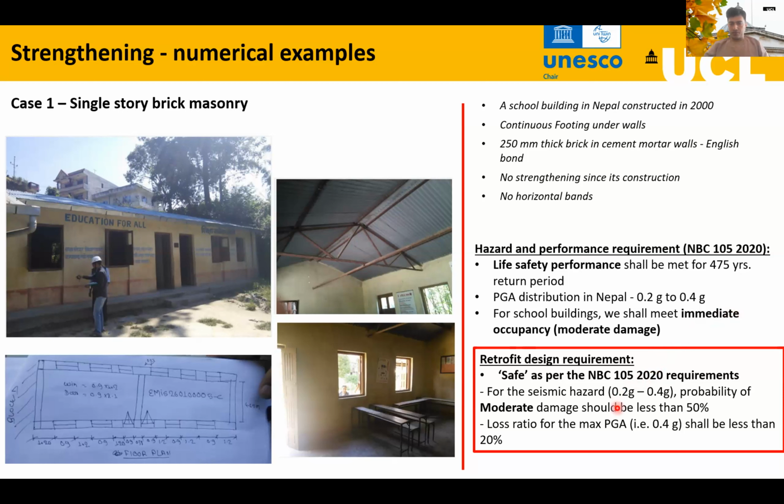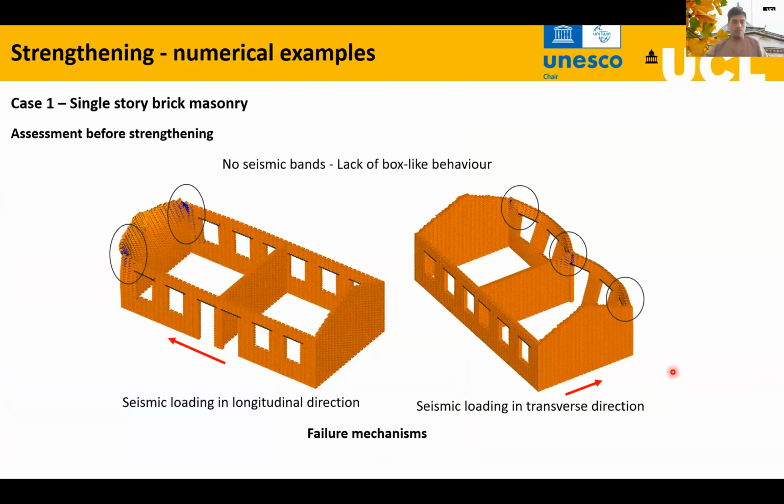So the retrofit design, as I have put here, should be safe as per the immediate occupancy requirements of the code. So for retrofitting, as seen in the presentation presented by Dina yesterday, she showed the comprehensive strategies for retrofitting. So for the given building, we need to assess both qualitatively and quantitatively what the capacity is and what the failure mechanisms in the building are.